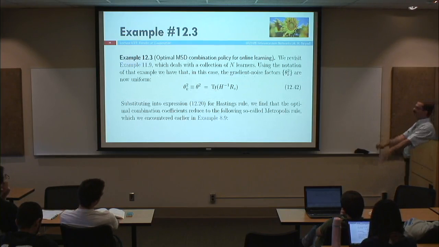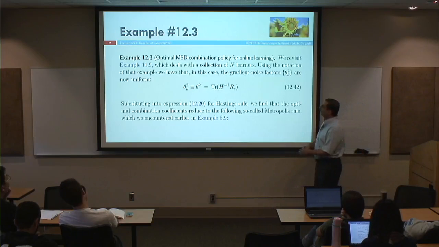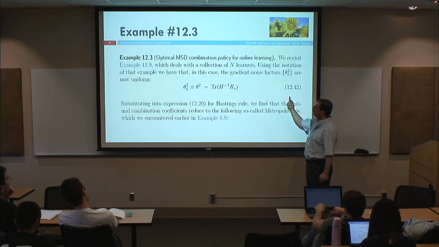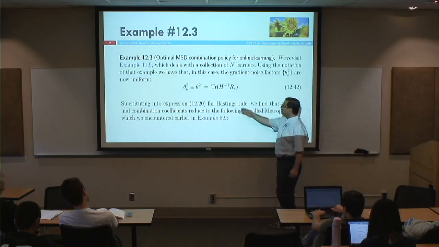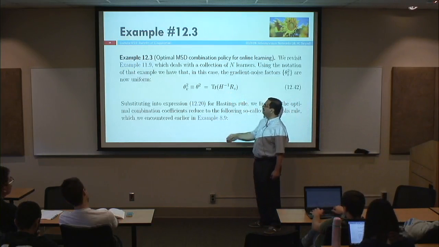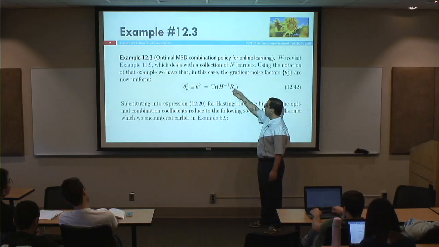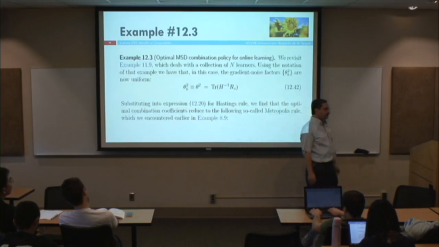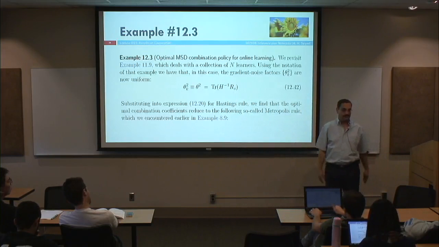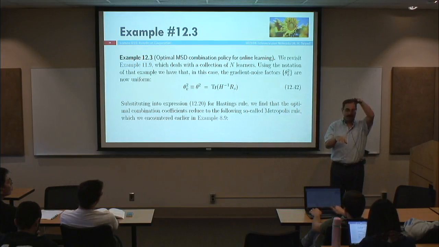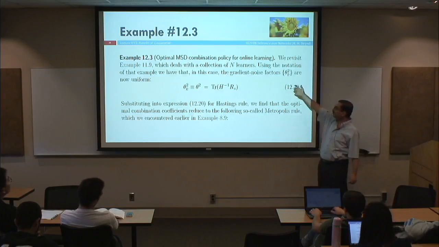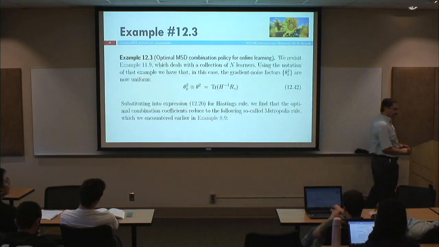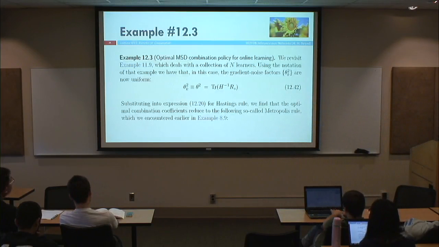And then you can do this for online learning where you have a single cost. So H is uniform across all agents, and the gradient noise, this is the real case, it's R_s, will be uniform across all agents. So theta will be uniform across all agents. It will cancel from the numerator and the denominator. And what would be the Hastings rule in this case? The Metropolis rule. So the optimal rule for online learning in this case is the Metropolis rule, which happens to be doubly stochastic.